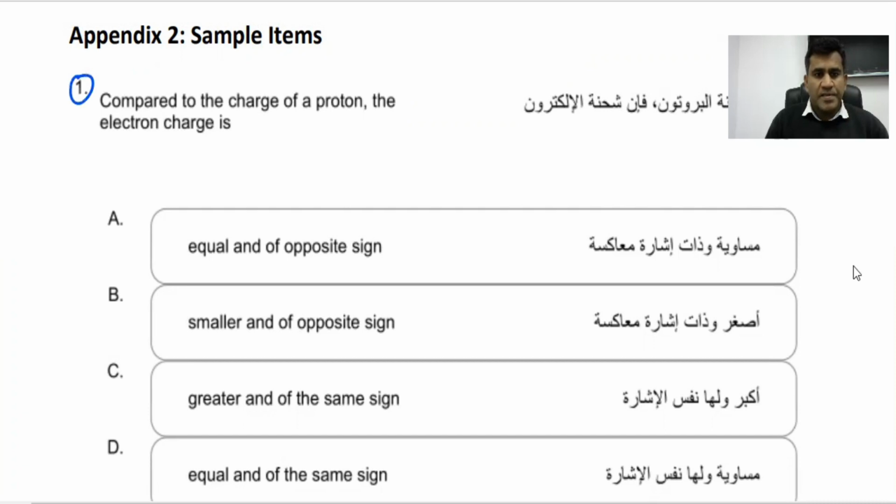Question number 1 here is, compared to the charge of a proton, the charge of an electron is. As we know, a proton is positively charged, and we can say its charge is plus 1.6 times 10 to the power negative 19 coulomb. So it's a positively charged particle, and the electron we say is a negatively charged particle. So the charge of an electron is minus 1.6 times 10 to the power negative 19 coulomb.